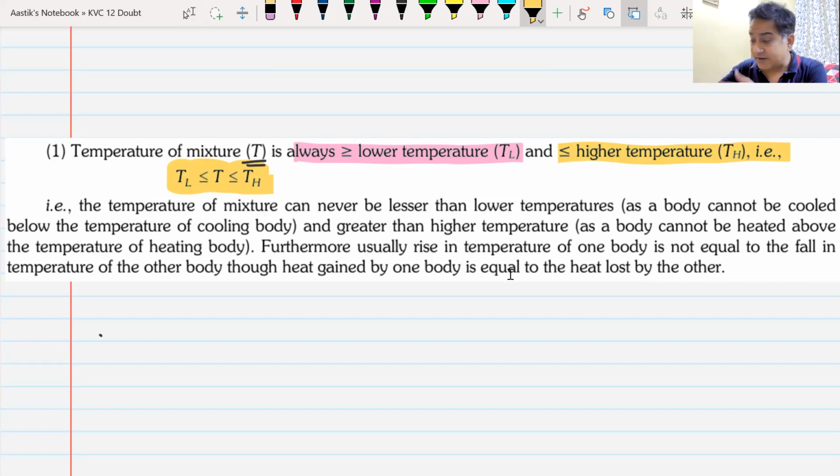Don't have to write the entire history of this thing. Just write what I've highlighted, and that is more than enough for you to solve any question that comes on this. Yes or no?